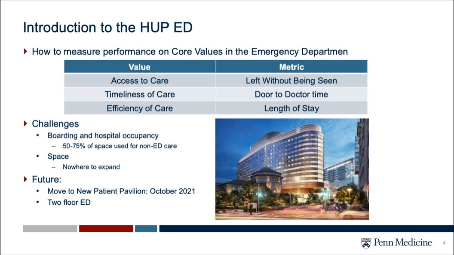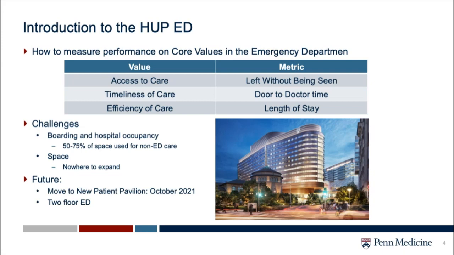When it comes to the value of timeliness of care, we measure that with how long does it take from when the patient shows up in the department until when they see a physician, a door-to-doctor time. A national benchmark for that is about 30 minutes. So again, can you see a doctor when you need to see a doctor? And finally, efficiency of care. When you're in the department, how long does it take to get your care done? So how long do you stay in the department? We measure that with the length of stay. It's fairly straightforward.